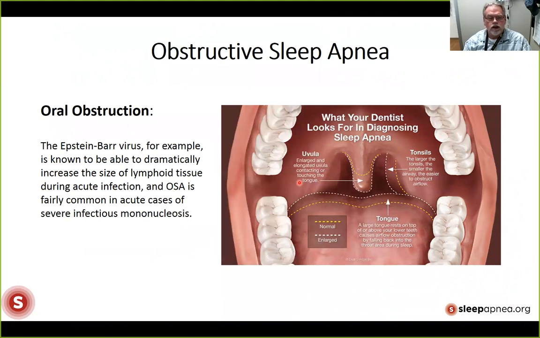Some other things that could cause that is a virus called the Epstein-Barr, okay? And it's known to be able to dramatically increase the size of the lymphoid tissues when you're having this acute infection. So obstructive sleep apnea is fairly common in acute cases of severe infectious mononucleosis, for example.